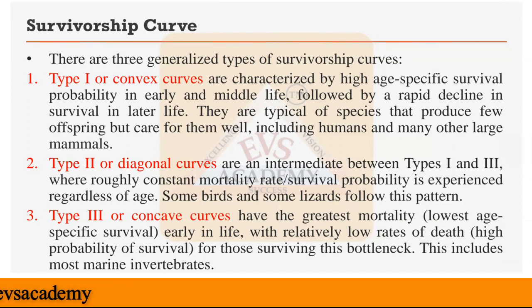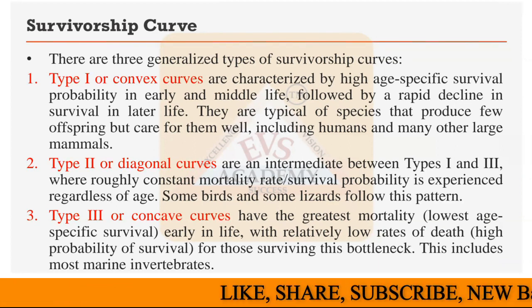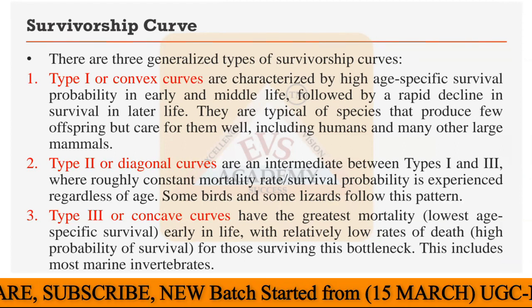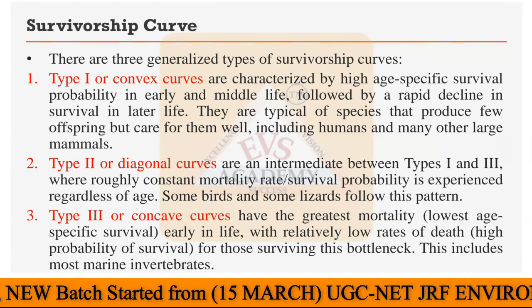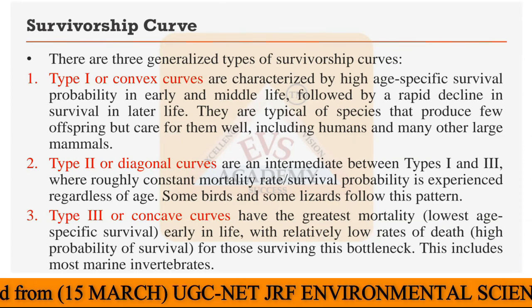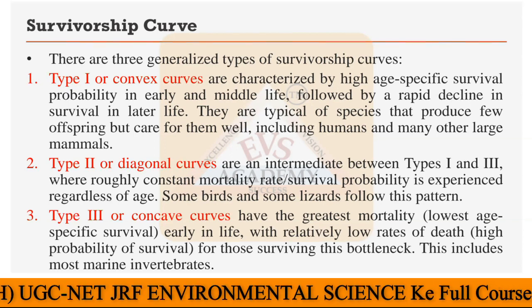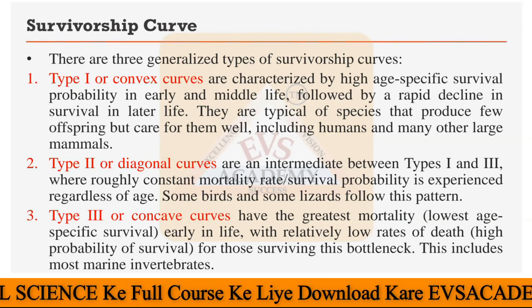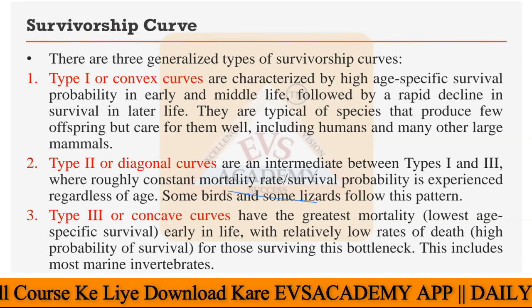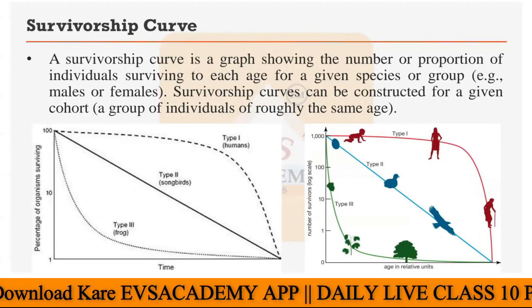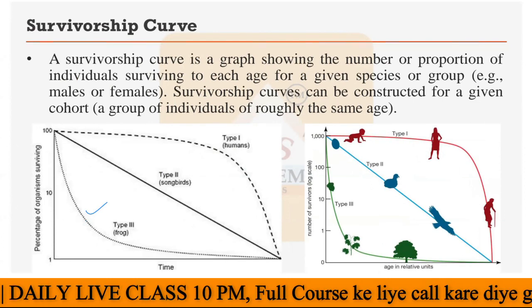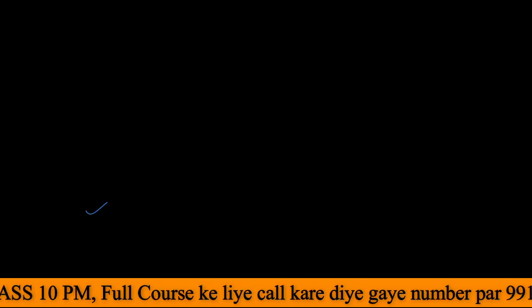Then type 3 or concave curves. These have the greatest mortality and the lowest age-specific survival, we can say, for those surviving this bottleneck. This includes most marine invertebrates, as I have told you, and all the small organisms which are under the R strategists generally follow that type of concave curve in the survivorship curve, like this one, the lower one. So this is all about the survivorship curve.